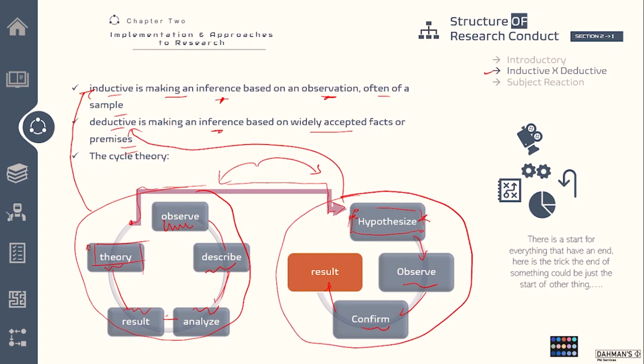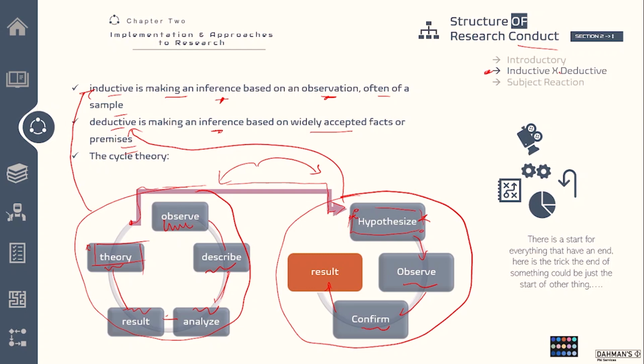I hope this visual presentation, in a formal and informal way, has given you the idea of the meaning of inducting or deducting, and you have to understand your standing point. Are you inducting a research or are you deducting a research? Both of them are a form of conduction, but is your conduction inductive or deductive?